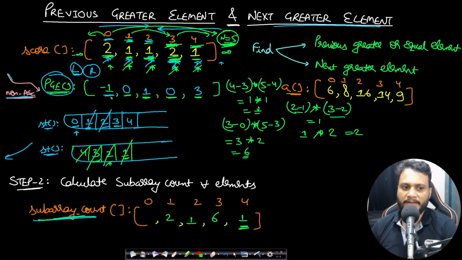What is the previous greater item? It is -1. Okay, so take 0 minus -1, which is 1, multiplied by, on the right side, 5 minus 0, which is 5. So in 5 sub-arrays it will be contributing, right? And then we are done.